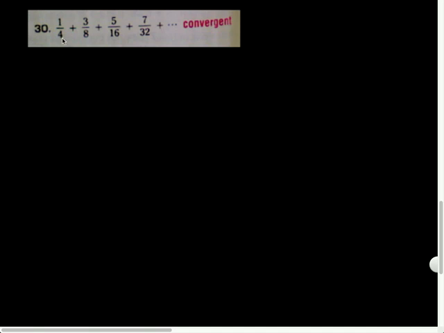So, let's look at the pattern here. The numerator, 1, 3, 5, 7. Those numbers are odds, starting at 1. So I would say 2n minus 1 seems to match that pretty quick. And the denominators, are those counting by 4s? Is it going to be a 4n something? No. That pattern works for the first two, but now we'll look at the first three. Oh, it appears as though they're doubling. So 2 to the n is what I would have there.